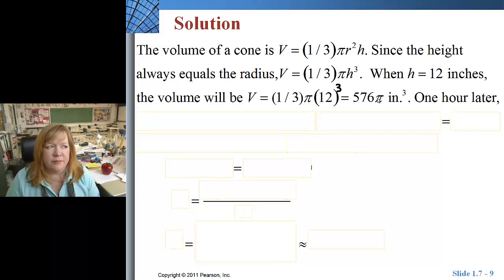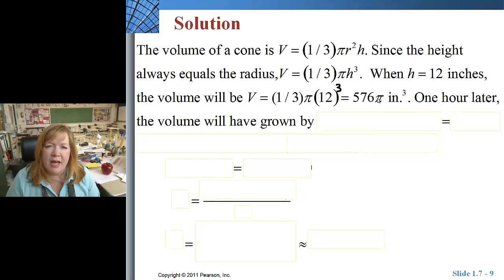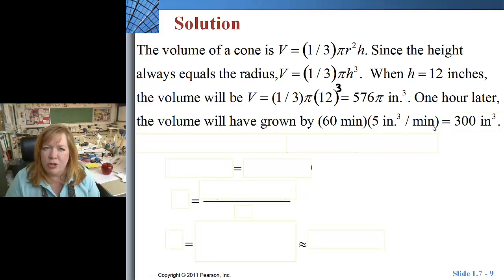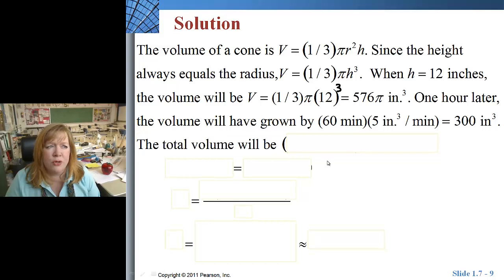An hour later, how tall is it? Well, how many minutes in an hour? There's 60. So an hour later, the volume is going to grow by 60 minutes times 5 cubic inches a minute. If we multiply those together, we end up with 300 cubic inches. That's the new volume. Then we're going to work backwards to find what the new height would be. So the total volume is going to be 576 pi plus 300 cubic inches. And we're going to set that equal to the volume formula to find the height.